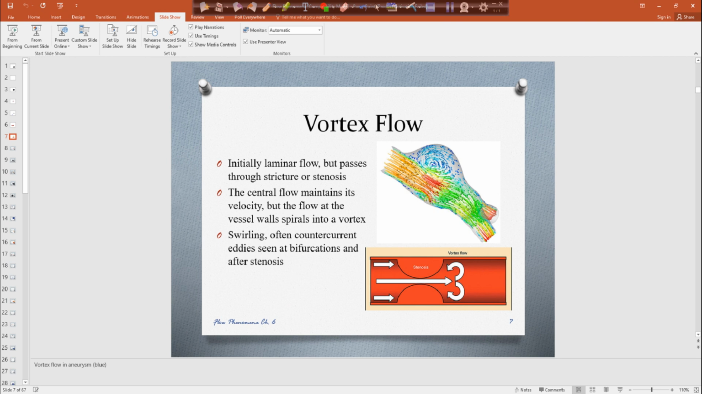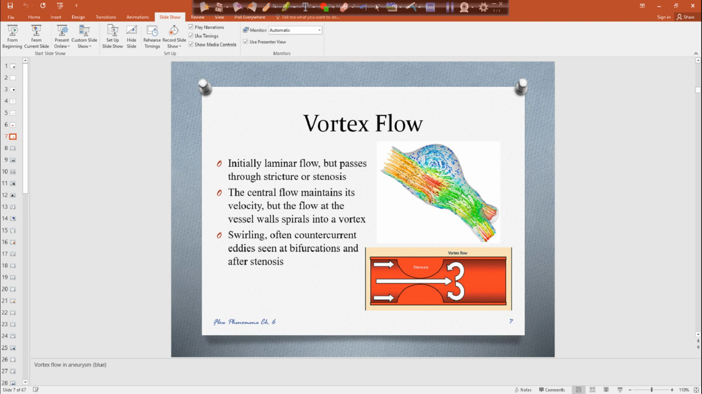Next is our vortex flow. Initially you have laminar flow. So you can see here it's that parabolic flow, constant velocity. Then you approach a stenosis, and a stenosis just means the narrowing of the artery or the vessel. Could be plaque, arteriosclerosis that's causing that narrowing. Then you get what we call an increase in velocity through that stenosis.